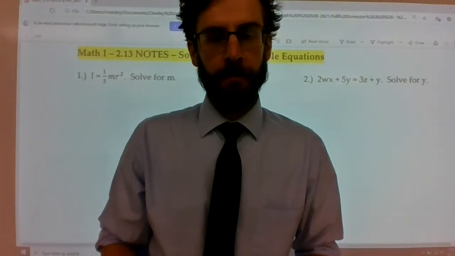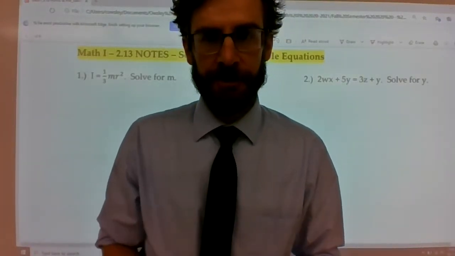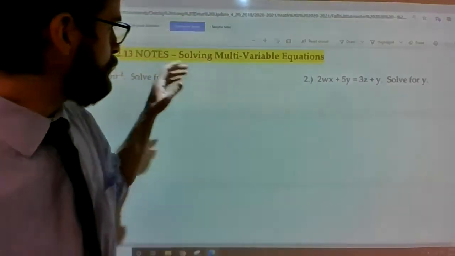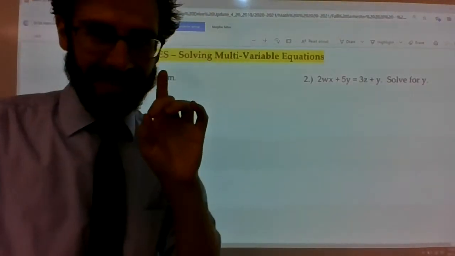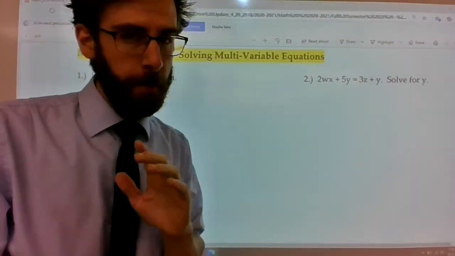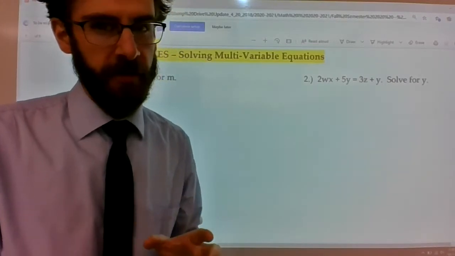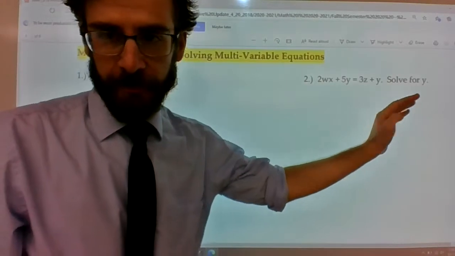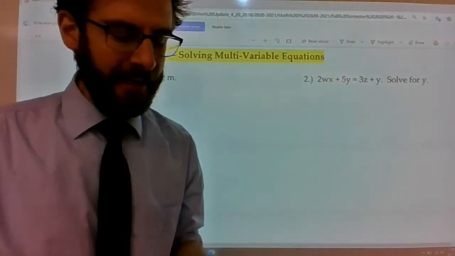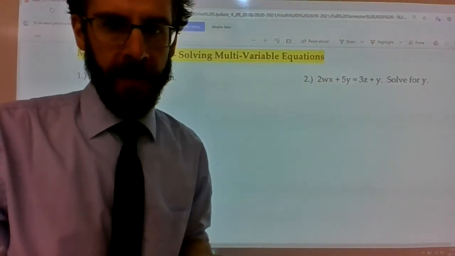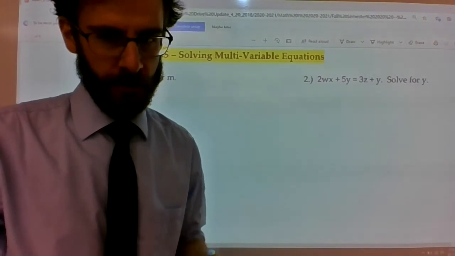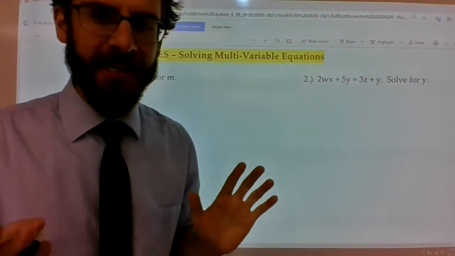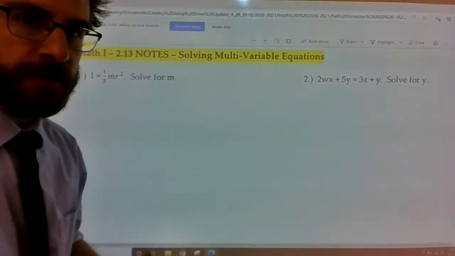Hello, Math 1. I have one last section for you in Chapter 2. 2.13, it's a little bit intimidating at first, but I think you guys will get the rhythm of this after seeing a few examples. We're solving equations with multiple variables in them and not getting an actual one-number answer. So, the best way for me to explain it is to just work through one of the examples.